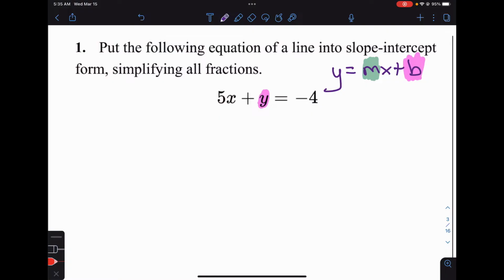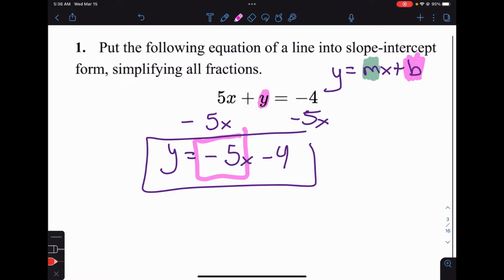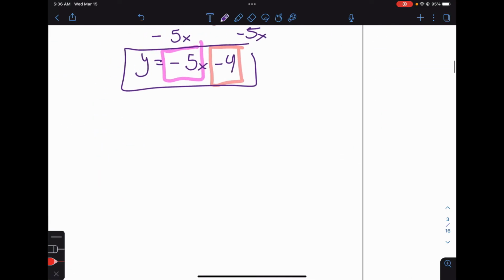The only thing on the side with the y right now is the 5x. So we're going to subtract 5x on both sides. So we're going to say y equals negative 5x minus 4. Now, this one is already in slope-intercept form. Some advantages of slope-intercept form are that we can easily identify the slope of the line, which in this case would be negative 5, and we can easily identify the y-intercept, which in this case is negative 4.